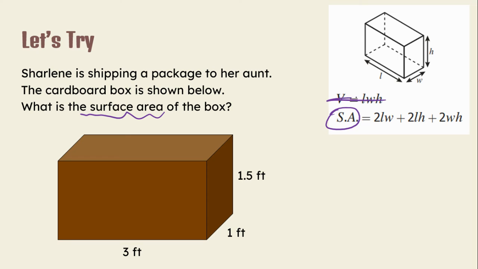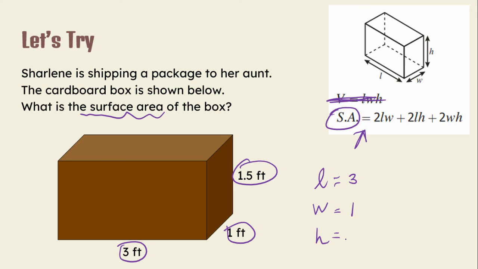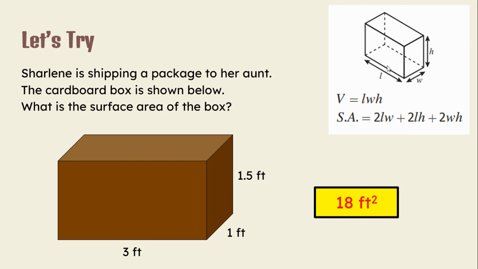There's our formula. I don't care about volume. I'm just going to plug this directly into the calculator, and then I'm going to tell the calculator the length, the width, and the height. I'm going to make my calculator do the work. I'm going to say that the length is 3, the width is 1, and the height is 1.5. So let's plug them in, see what we get. All right, we should have gotten 18 feet squared. Hopefully that wasn't too difficult.